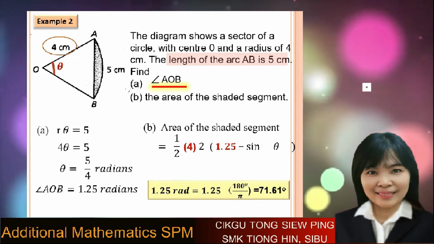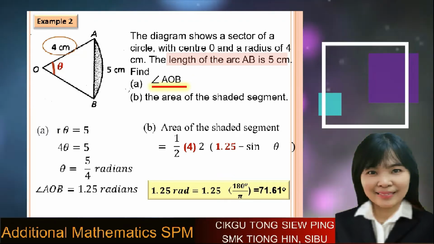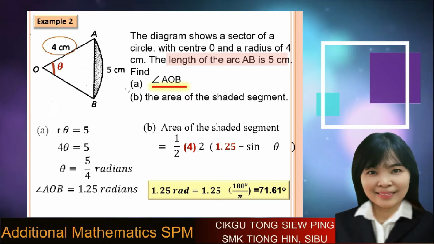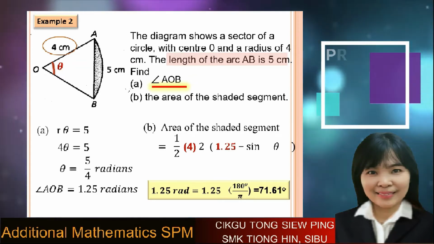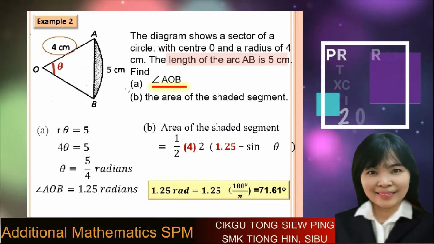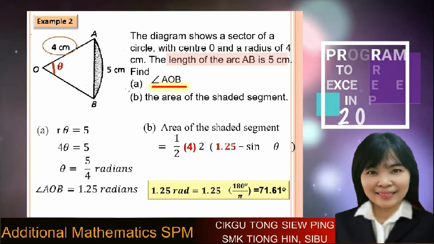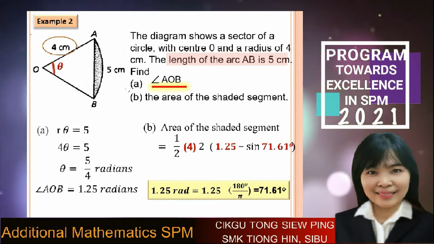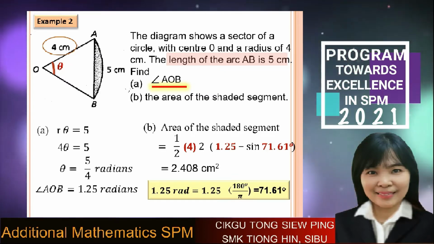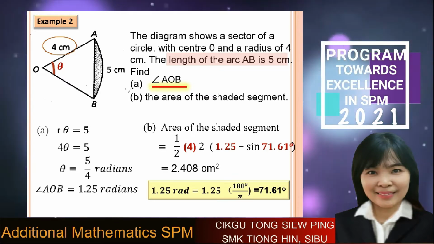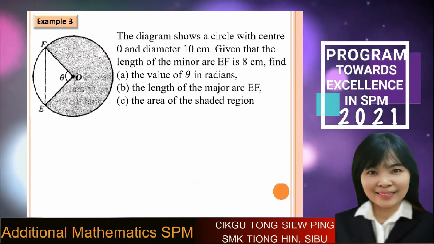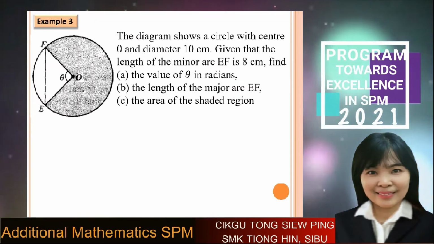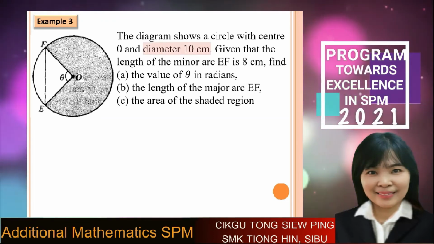1.25 radians is equal to 1.25 multiplied by 180 degrees over pi. Then get from the calculator, the answer is 71.61 degrees. We substitute in the values, solve for it, and you get the answer is 2.408.